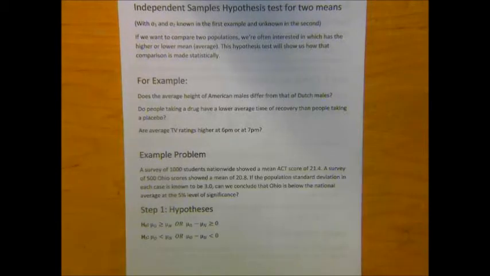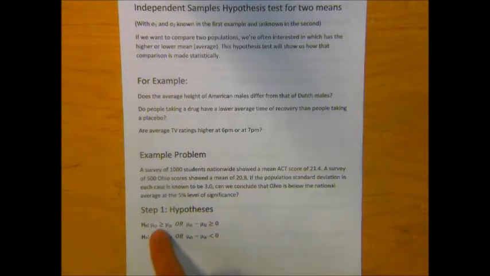Here's an example problem. A survey of 1,000 students nationwide showed a mean ACT score of 21.4. A survey of 500 Ohio scores showed a mean of 20.8. If the population standard deviation in each case is known to be 3.0, can we conclude that Ohio is below the national average at the 5% level of significance? Again, we're asking if Ohio performs on average lower than the rest of the country. So we're going to compare Ohio's mean to the national mean.